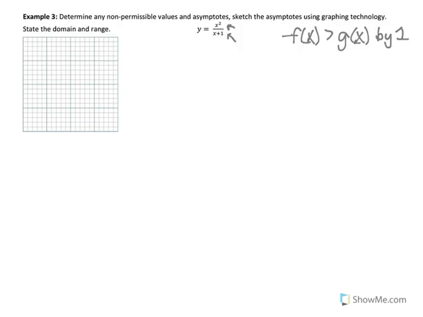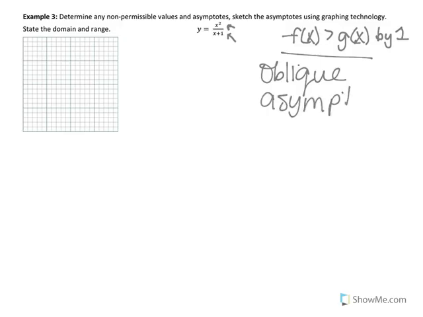So we know that f of x is greater than g of x. And then what that is going to give us is called an oblique asymptote. And you'll see what that means when we type it into Desmos. But we do also know that there are no holes, and there's a vertical asymptote at x equals -1. So go ahead, type this into Desmos.